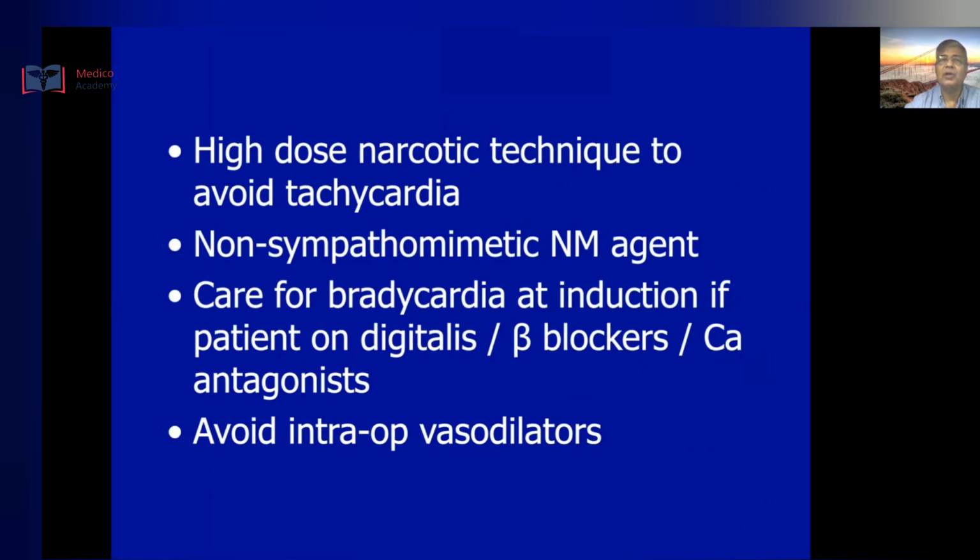We should use non-sympathomimetic neuromuscular agents. The best agent to use in the present conditions is either rocuronium or vecuronium. But ensure that there is no bradycardia at the induction of anesthesia, especially in patients who have been on digitalis, beta blockers, and calcium antagonists. They may be prone to bradycardia, so we should be careful to prevent bradycardia at induction of anesthesia.